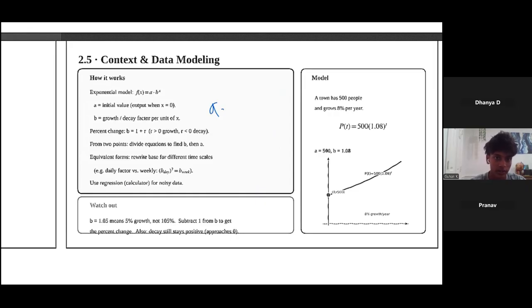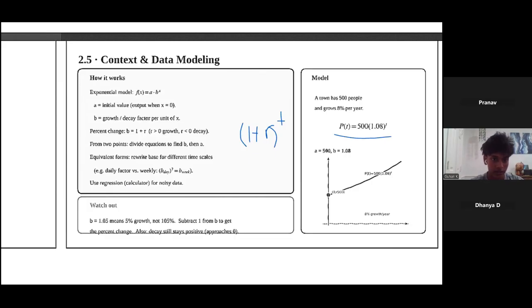So like 500 times 1.08 to the power of T, right? 1.08, it grows 8% every year because it's 1 plus R, and then R gives us that percent. R is our rate that it grows at each year. So 1.08 means it's gonna grow at a rate of 8% every single year.